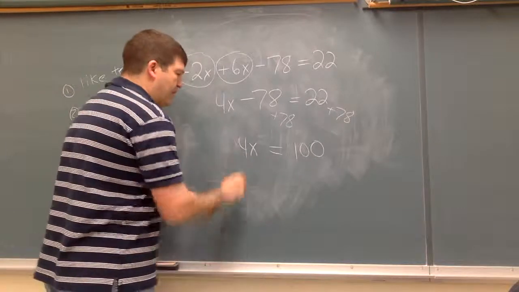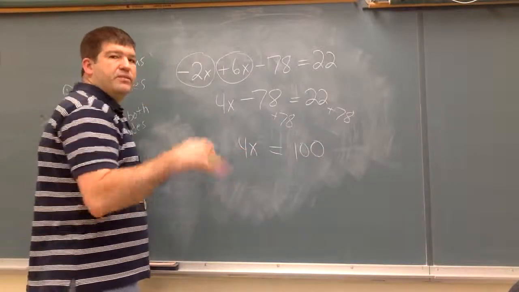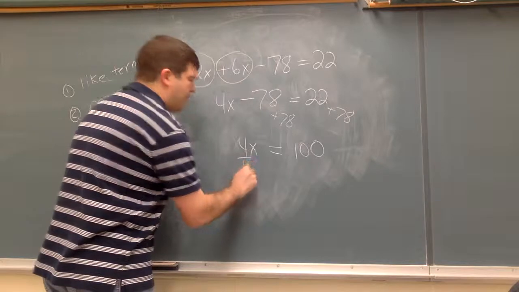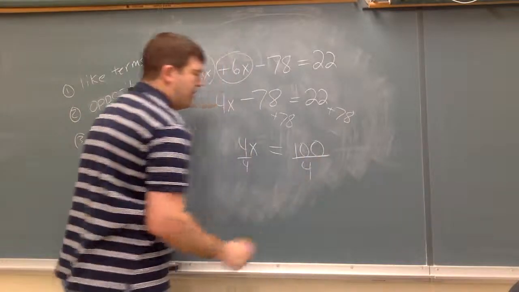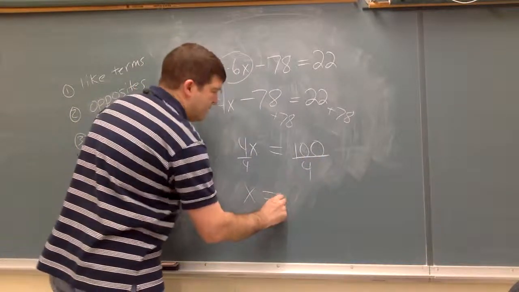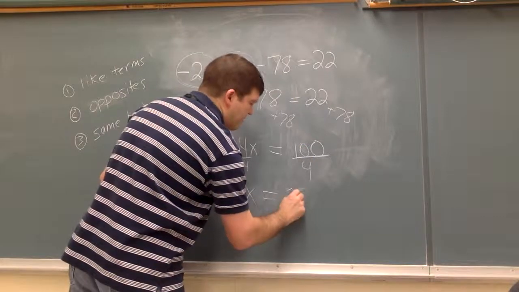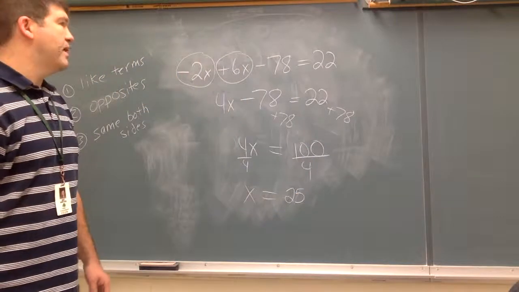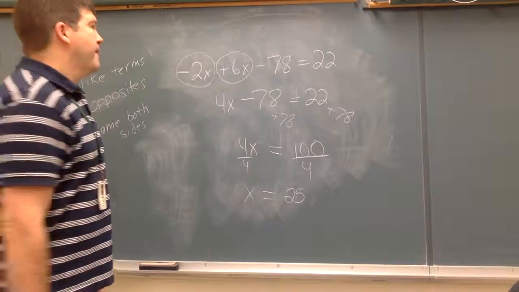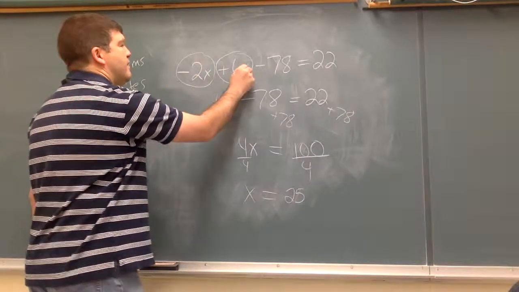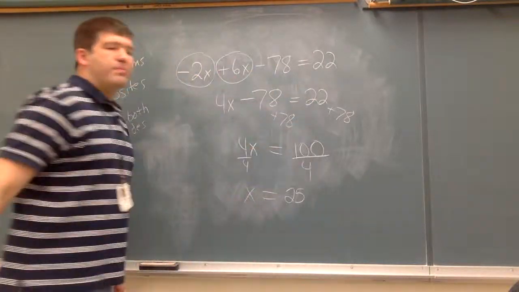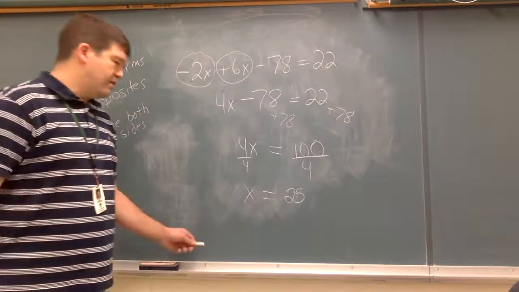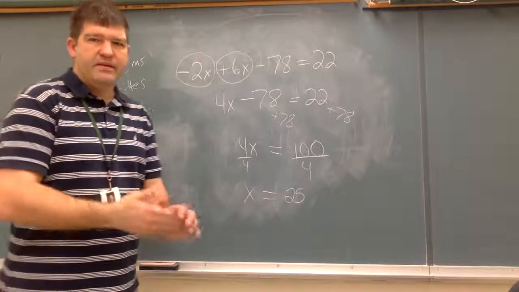I want to get rid of this 4. Times 4, do the opposite. Divide by 4. But I do it to both sides. So that equals x, and 100 divided by 4, 25. So x is 25. If I put it in here, run it through the problem, I'll get 22. It'll be a true statement.